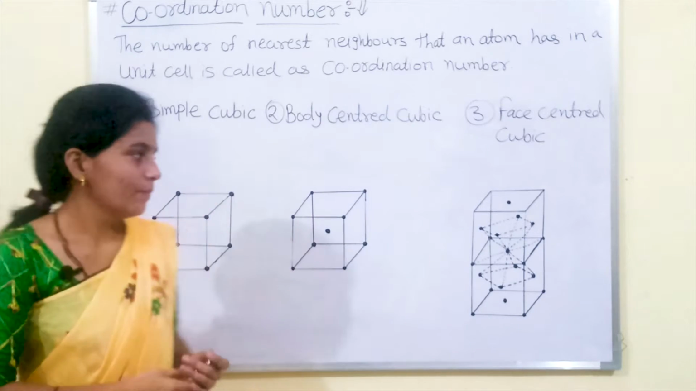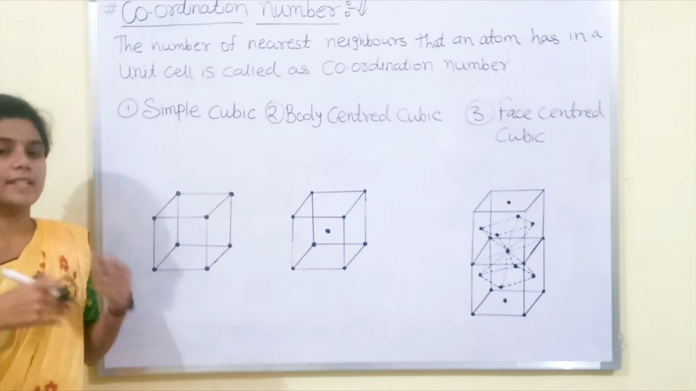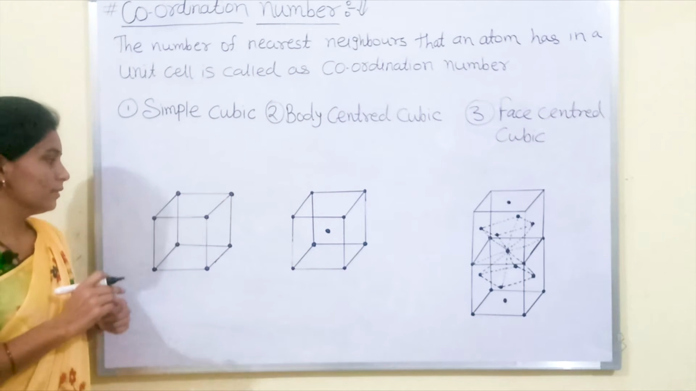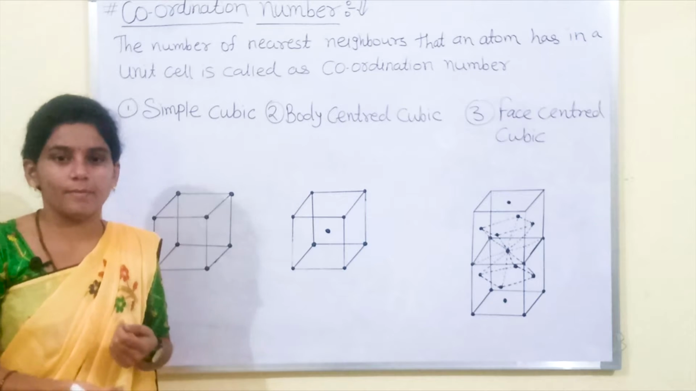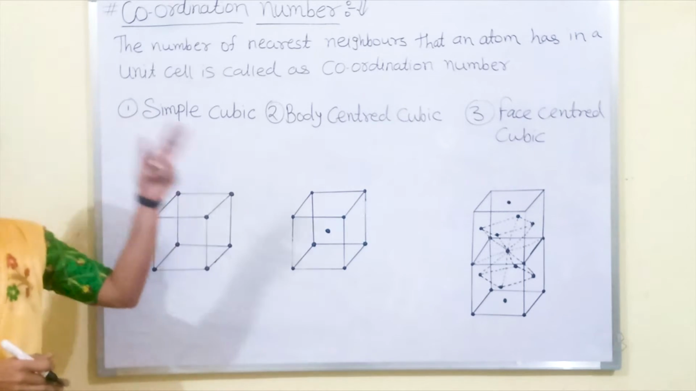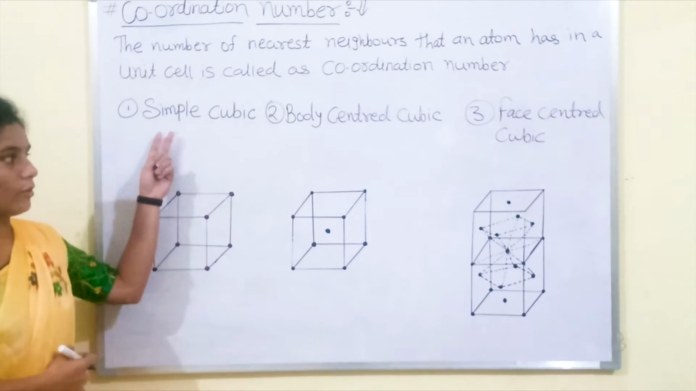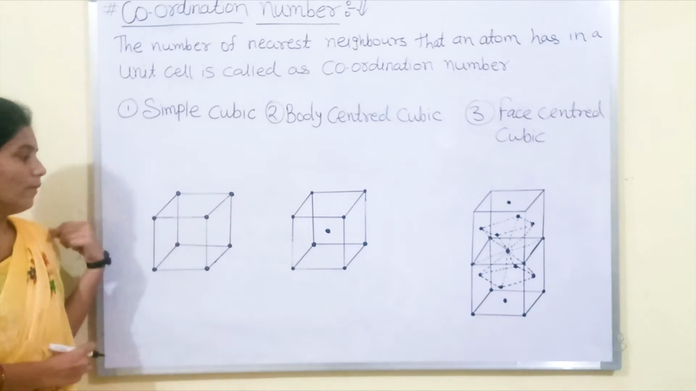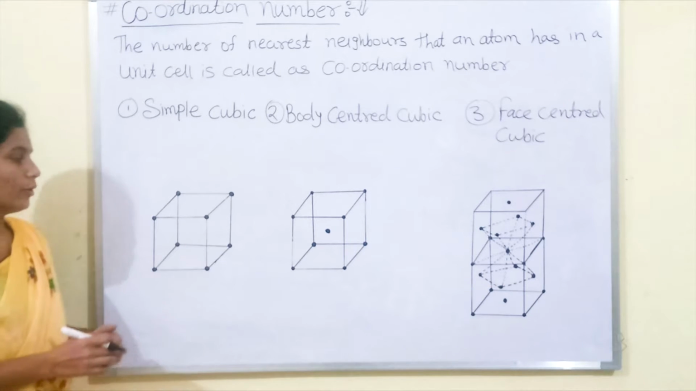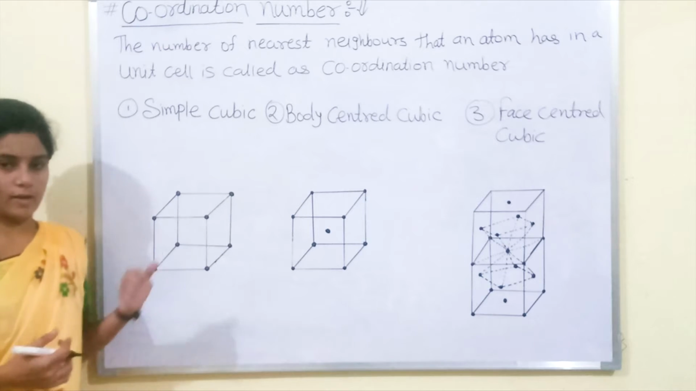That means if we consider any one atom in one unit cell, how many nearest neighbors does it have? That is nothing but the coordination number. We will see one by one in simple cubic, body centered cubic and face centered cubic. In simple cubic, we know that the atoms are present at the corners only.